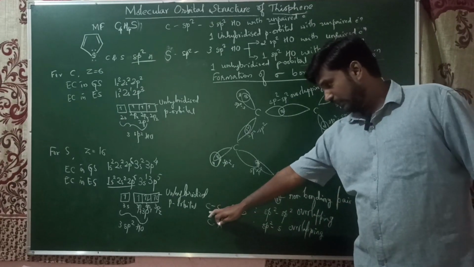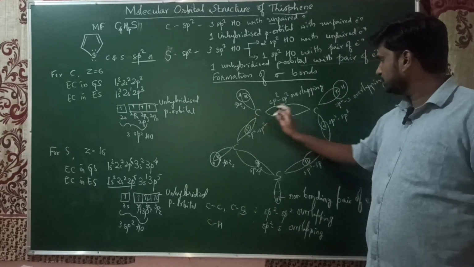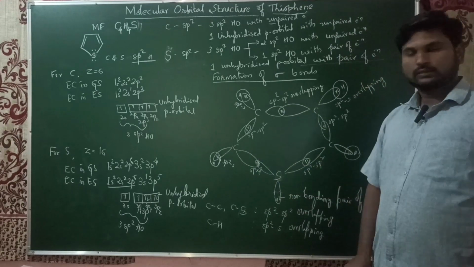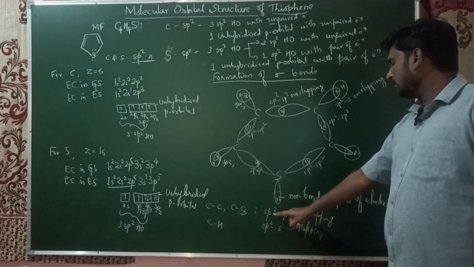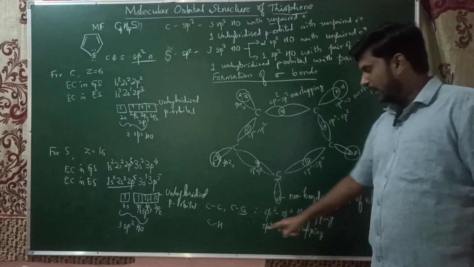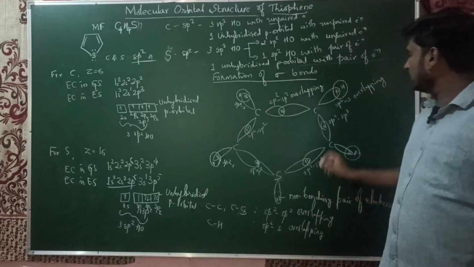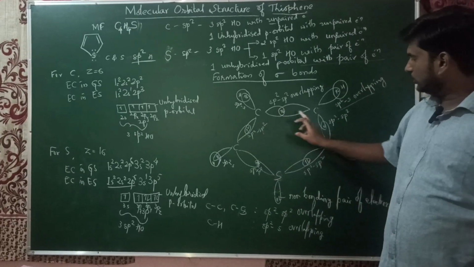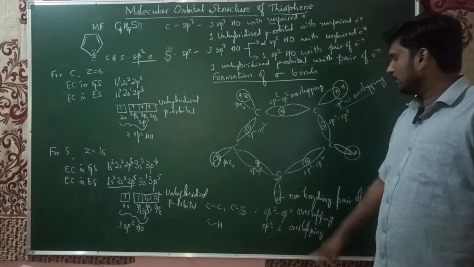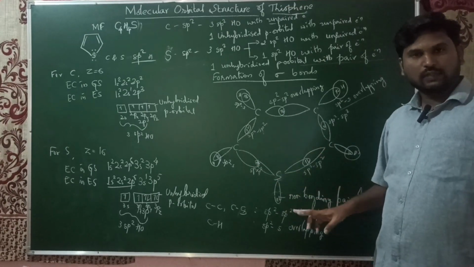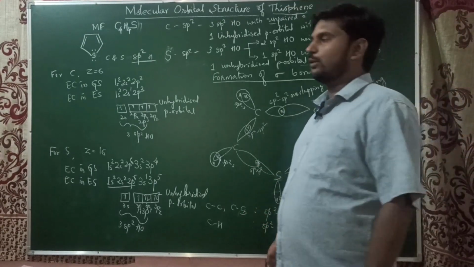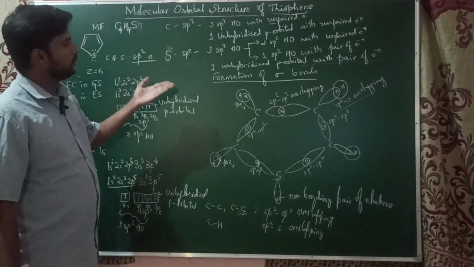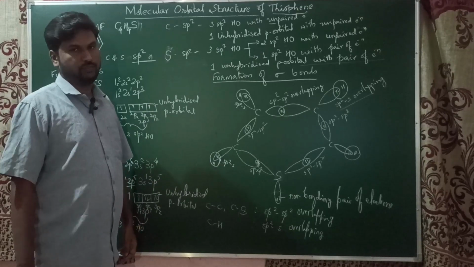In summary, carbon-carbon sigma bonds and carbon-sulfur sigma bonds are formed by sp2 overlapping, and carbon-hydrogen sigma bonds are formed by sp2-s overlapping. There are totally 3 carbon-carbon sigma bonds, 2 carbon-sulfur sigma bonds, and 4 carbon-hydrogen sigma bonds. This is about the formation of sigma bonds in thiophene.